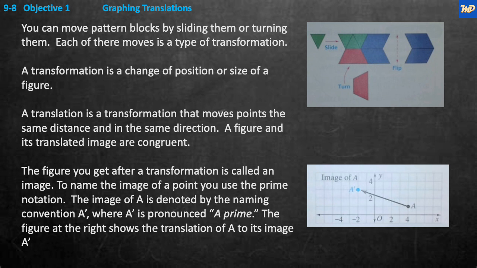The figure at the right shows a translation of A to its image A prime. So you see here, we start with A over here in the corner. And then we moved it up and across on this Cartesian coordinate system, and it's in a new spot. It's been raised and moved to the left, and it's called A prime, because it was A back here, but now you have to name it something different. It's A prime. You've moved it.